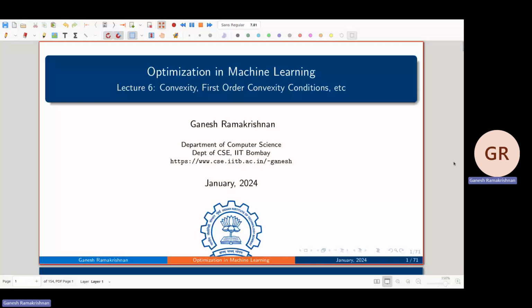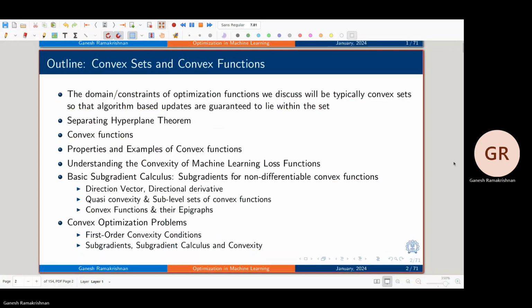So we will delve further on convexity and quickly run through conditions of convexity through first order relationships as well. Yeah, so this is the outline.